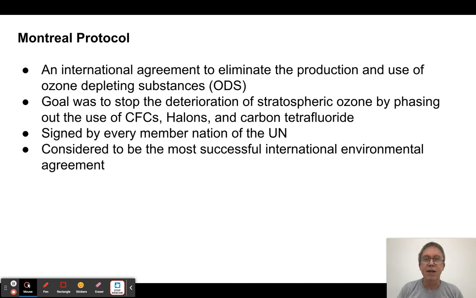Okay, and now here's the thing about this one: it's looked at as the most successful international environmental agreement of all time. It actually worked, and we talked about that before, right? So every member of the UN signed on to it. And it worked. We've actually been able to reverse this. So the Montreal Protocol was pretty important.